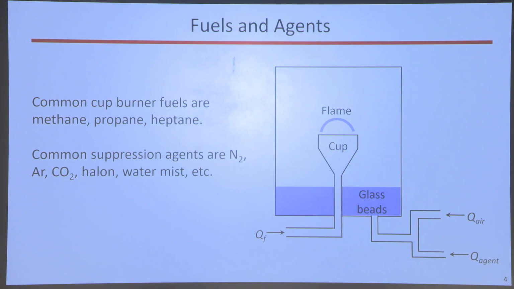And after a few seconds, when you feel like your flow rates are steady, you ignite the flame and start to flow your agent. That's at the bottom right of the screen. And typically your agent could be nitrogen, CO2, sometimes halon or water mist and other agents.